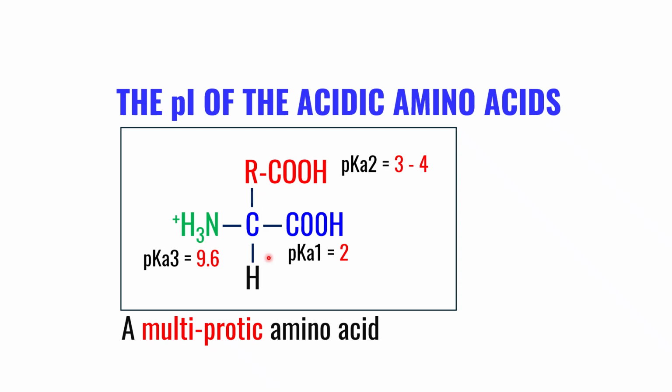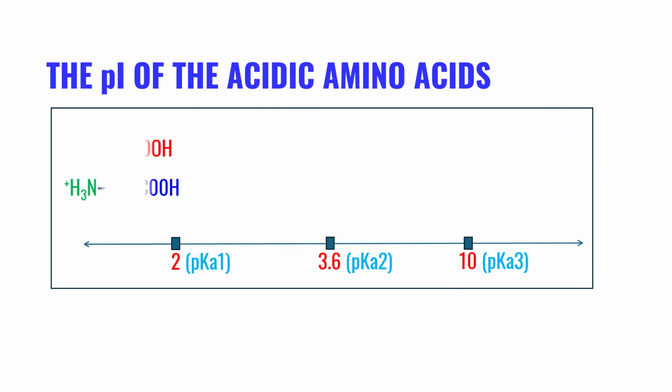So let us calculate the pI of acidic amino acid. There are 3 pK values. pK1 is 2, pK2 is 3.6, and I have averaged out, right? And pK3 is 9.6 or 10, same thing. So basically, if you decrease the pH below the pK value, then it will be protonated. So this is fully protonated. How much is the charge? You have +1 charge here.